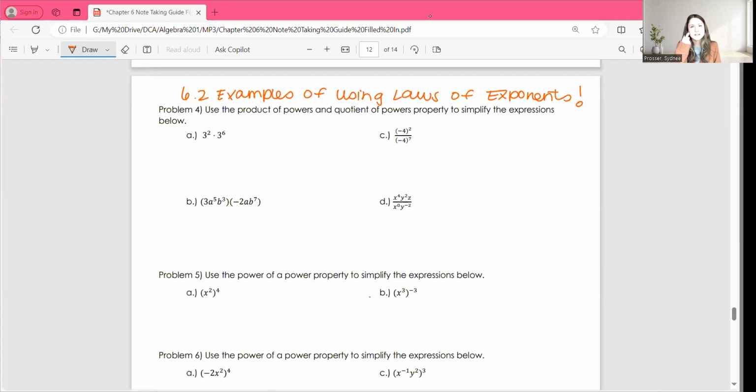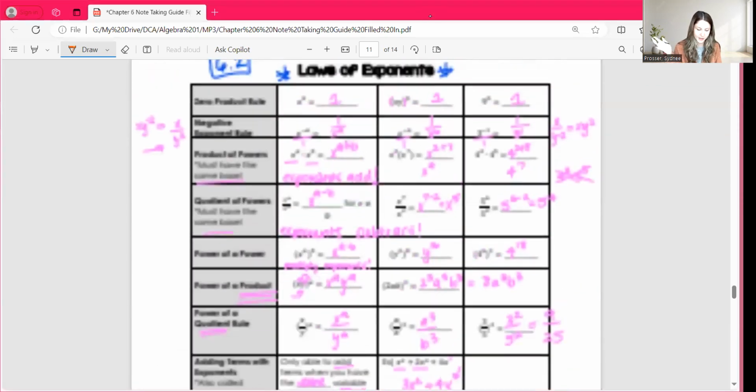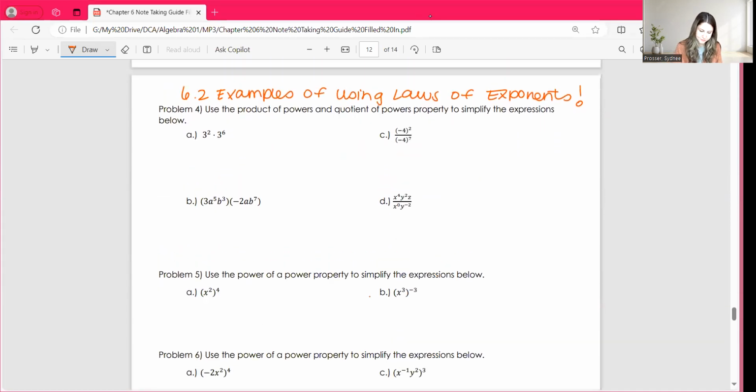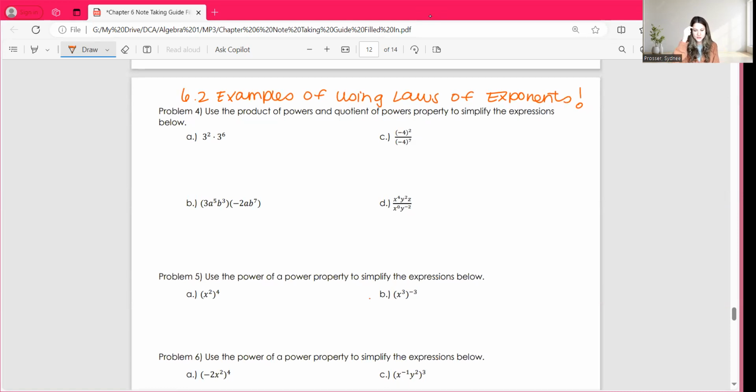Hey everyone, so this is another video for section 6.2, and in this video we're putting together everything that we've been learning in 6.2. So we're going to look at these examples and apply the properties that we have just been going over this week. So apply all of these laws of exponents to simplify more expressions, okay? So let's get started. It says in problem 4, we're going to use the product of powers and quotient of powers property to simplify the expressions below.